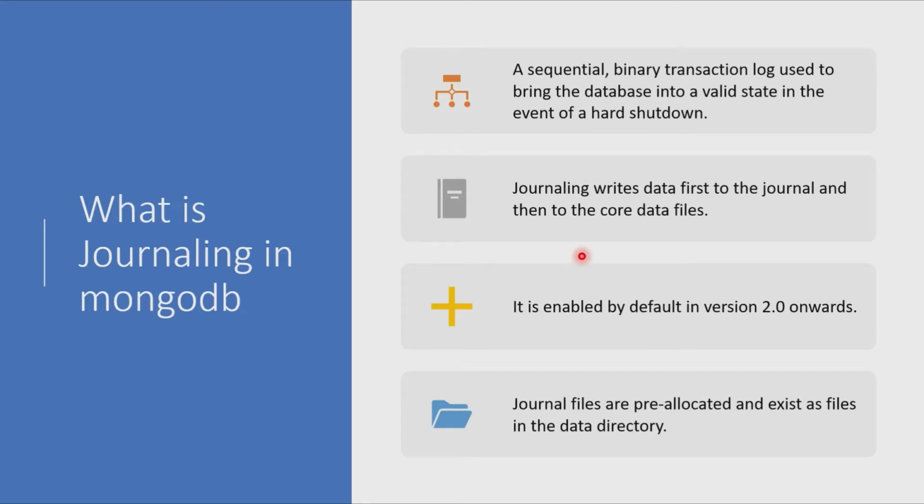So what happens in the MongoDB database whenever there is a transaction happening, the transaction is first written to the journal file and then it is saved to the database files. If we talk about which version it was enabled by default, from 2.0 onwards it has been enabled. As of now, it is 4.4 or 4.4.1, I believe. Journal files are by default located in the dbPath, and they are pre-allocated.